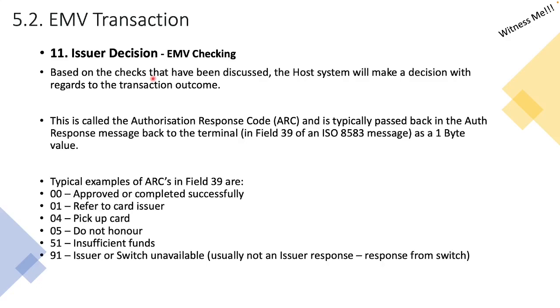Typical examples of these ARCs will be 00, which is what we want to see, an approved transaction; 01, refer to card issuer; 04, there's a problem, an instruction to take the card away from the cardholder; 05, do not honor; and 51, insufficient funds, which means the issuer host can't approve the transaction. You get a whole host of other ones. 91 is generated systematically where there's been a timeout somewhere during the transmission of the message. You get others, 96s, and so on.